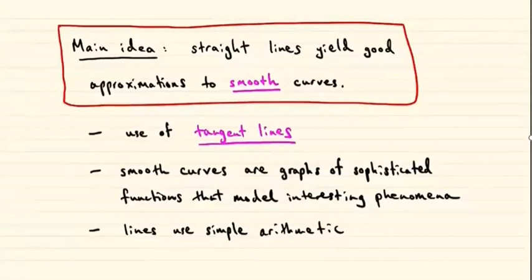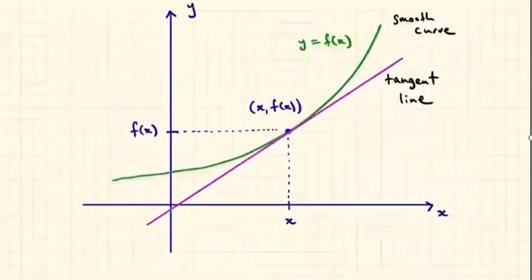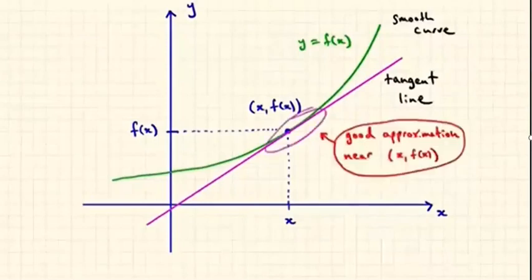The underlying idea of calculus is to use tangent lines to approximate smooth curves. Lines, of course, use simple arithmetic. So if we can use this, then there's a substantial reduction in complexity, and we have the possibility of creating some very powerful and wide-ranging tools. A tangent line typically just glances a curve at a single point of interest and acts as a good approximation to the curve near this point of intersection.